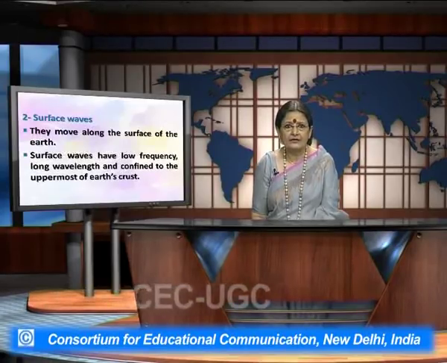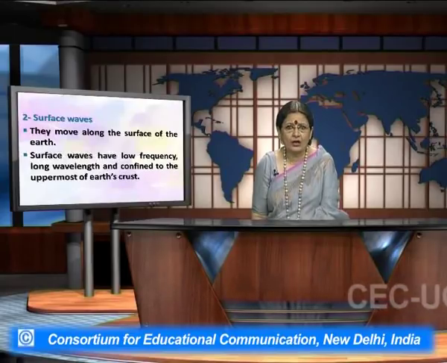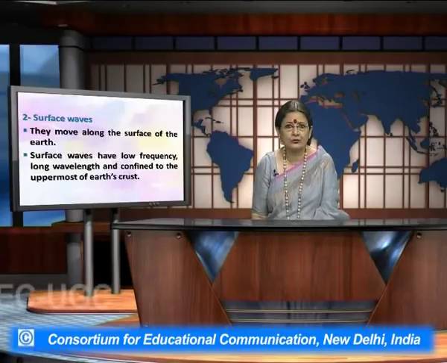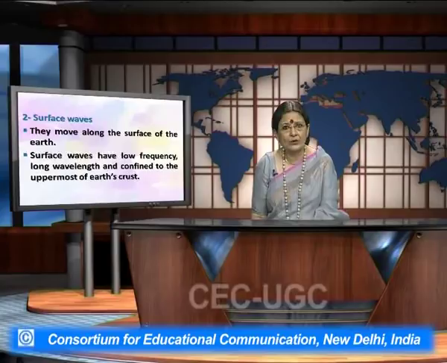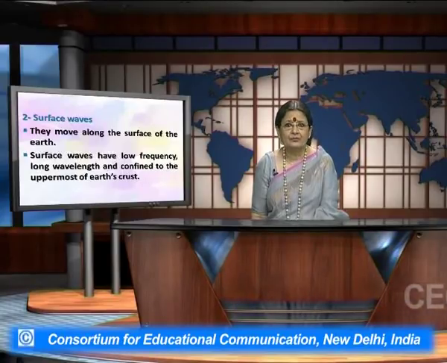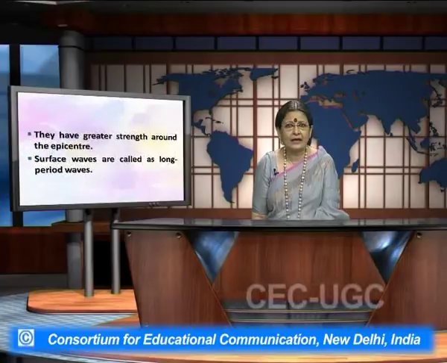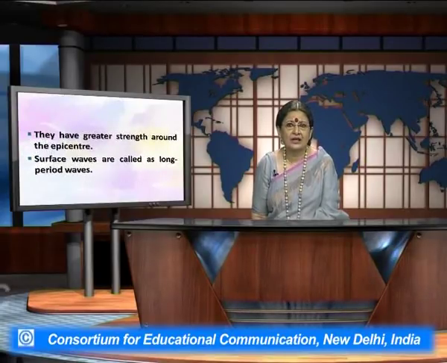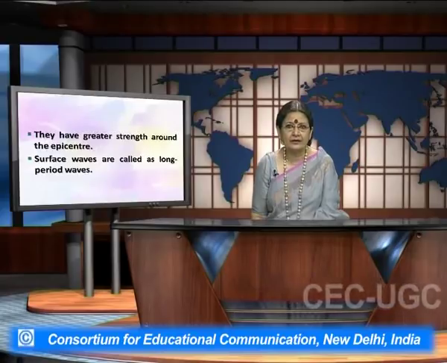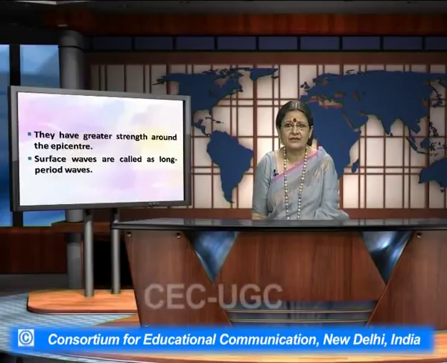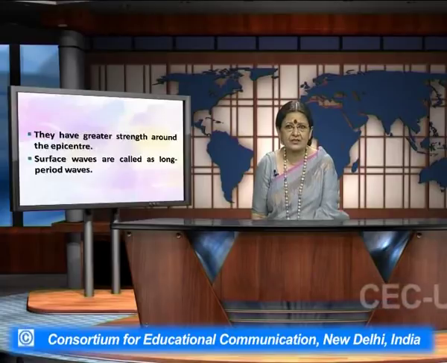The surface waves move along the surface of the earth, that means at the outermost part of the earth. They have low frequency but long wavelength, and they are confined to the uppermost part of the earth's crust. They can be called the most damaging and disastrous kind of waves, because the entire habitation and the entire world we have above the earth surface, surface waves directly affect all these structures and the life on the earth surface.